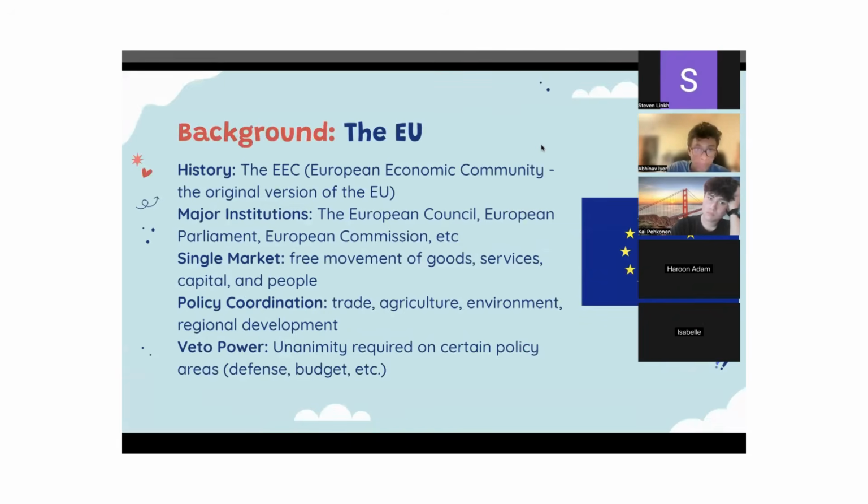Awesome. So next we're going to talk about the EU, which is important because it's an actor in one of the resolutions, and it's important to understand what all the actors are. So first is the history. The EU officially is called the European Economic Community, and there's a couple major institutions that are going to be important whenever we're talking about specific arguments. First is the European Council, second, the European Parliament, third is the European Commission.